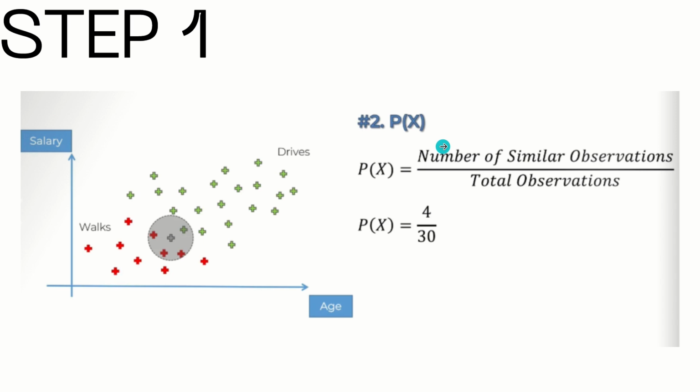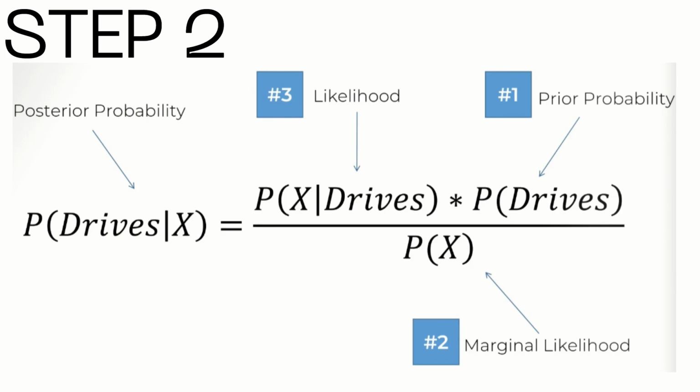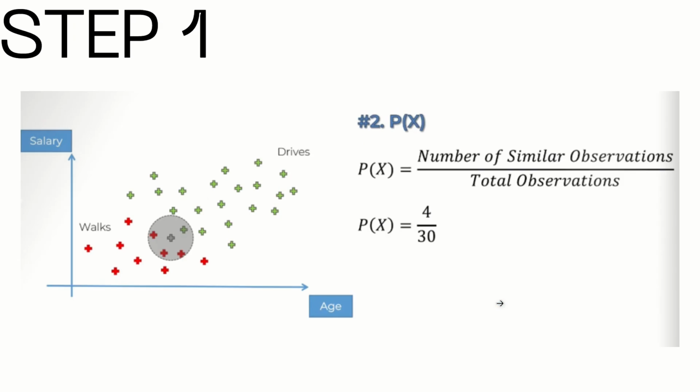Now we have to find the second step, in which we have to find the P of X. So what is the second step? I've already told you, it is the marginal likelihood. So marginal likelihood can be calculated with this formula, in which we have the number of similar observations over total observations. So you must be wondering what this circle is all about.